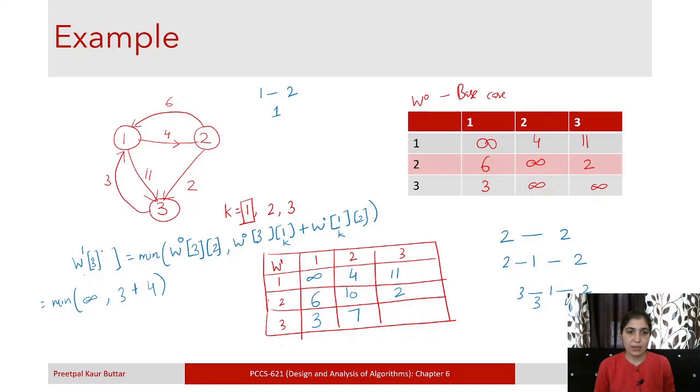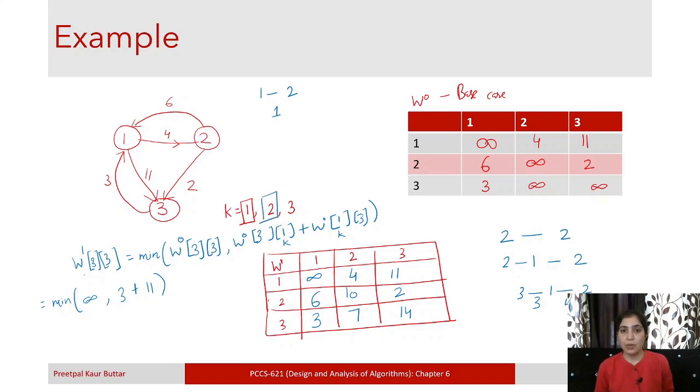And now the last one, 3, 3. 3, 3 will be the minimum of W naught 3, 3 or W naught 3, 1 plus 1, 3. Okay, so 3, 3 is infinity, 3, 1 is 3, and 1, 3 is 11. Again we are getting an improvement. It is total 14. So 3 to 3 you can go through 1: 3 to 1 and 1 to 3. Okay, so this is W1, right? So using this W1, now we will move to the next iteration.